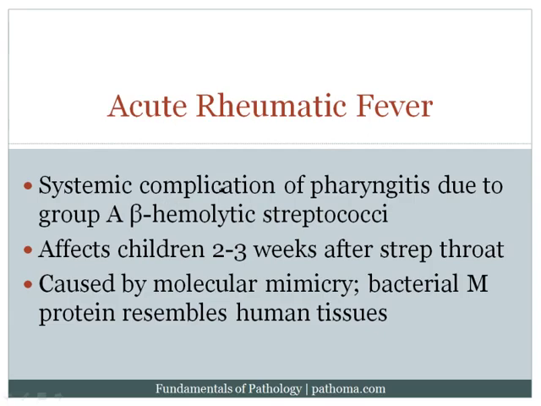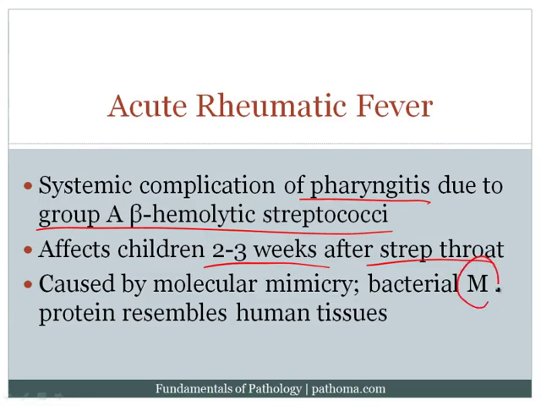This is a systemic complication of a group A beta hemolytic strep infection of the throat, usually seen in children 2 to 3 weeks after the strep throat. And what happens is you generate an immune response against the bacteria, and the bacteria has M proteins, and these M proteins are antigens that resemble antigens in human tissues. And so therefore, as you're generating a response against the M proteins, you begin to generate a response against human tissues, and that results in damage to tissues, and then, of course, acute rheumatic fever.